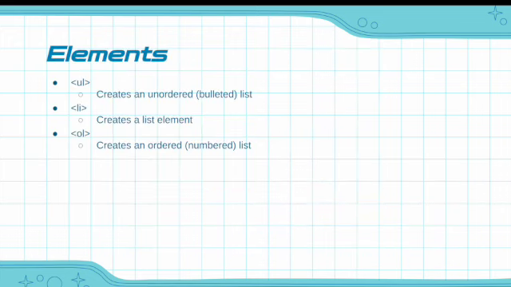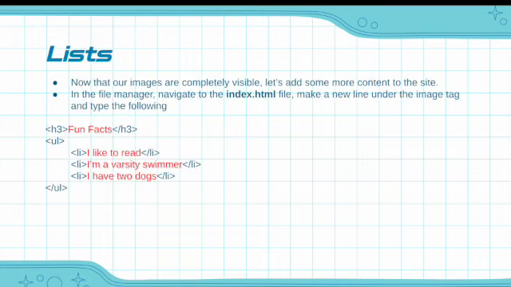So, adding some more content. We've got elements like the unordered list, which is a bulleted list, the ordered list, which is a numbered list, and list elements, which is just li. Now that our image is completely visible, let's add some more content to the site. In the file manager, navigate to index.html, make a new line under the image tag, and type the following.